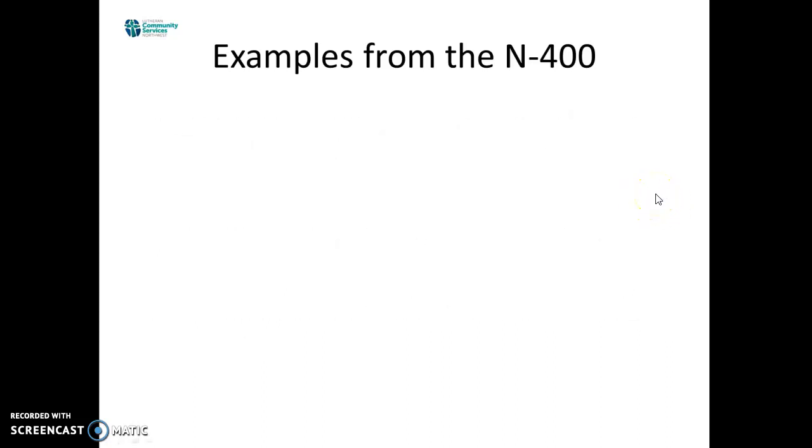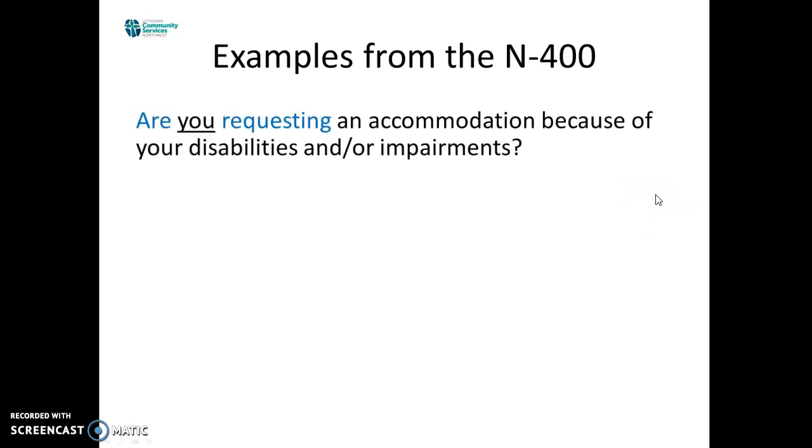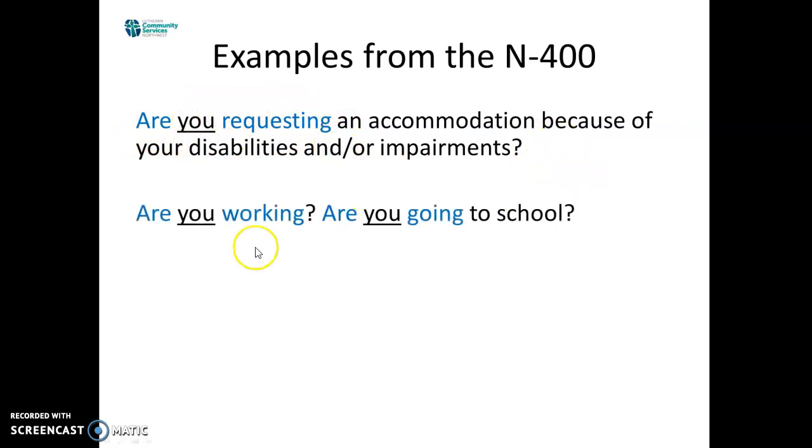So let's look at the form of these questions. Are you requesting? So you see that we have be verb, subject, and then the other verb with ing. Are you requesting? So you hear this question form. You know that they're asking you about your life right now. Are you working? Are you going to school? So again, we have be verb, subject, and ing verb.